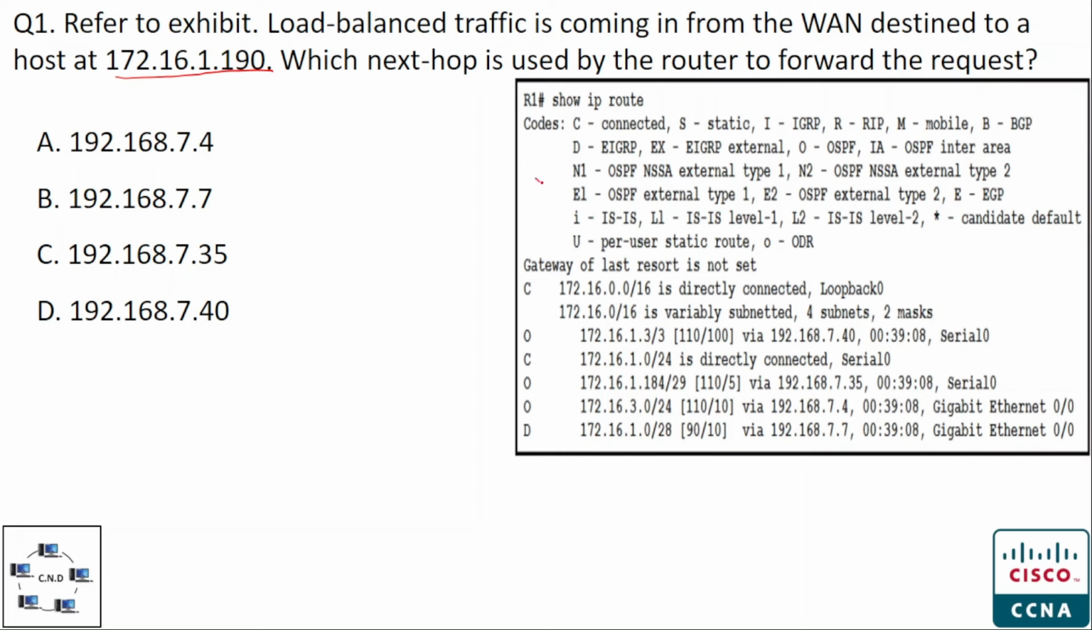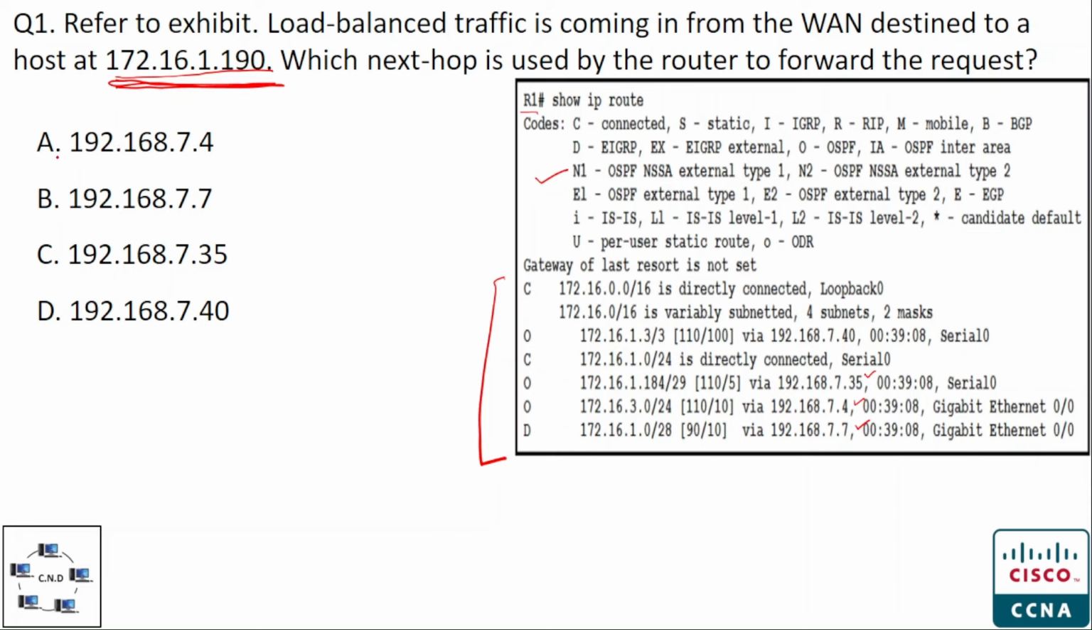So we have this exhibit, and inside this exhibit we have a routing table of R1, and we are interested in these routes. We have to determine which route will be used to reach this destination host, or this destination IP address. And we are being asked about the next hop. These are the next hops that will be used by the router. So in effect, we are being asked about the route and the next hop.